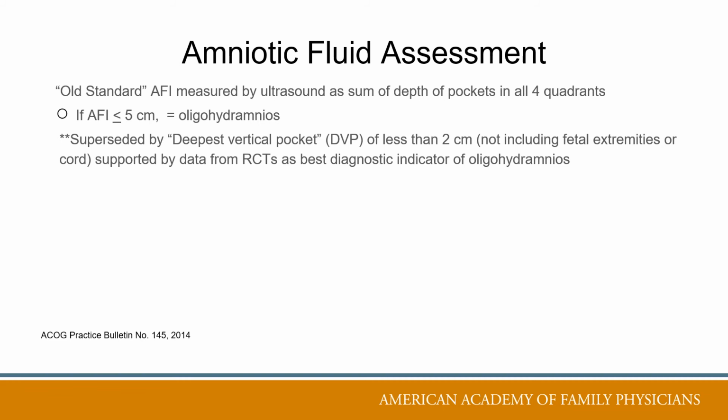in this residency. The old way of measuring was basically by always using the sum of the depth of pockets in all 4 quadrants. There is a new way that we sometimes use, which is to use the deepest vertical pocket as a way to figure out if the fluid level is overall appropriate. Today, we do use both, and most patients will get a measurement of a complete sum of all the 4 quadrants, as well as the designation of a deepest vertical pocket.